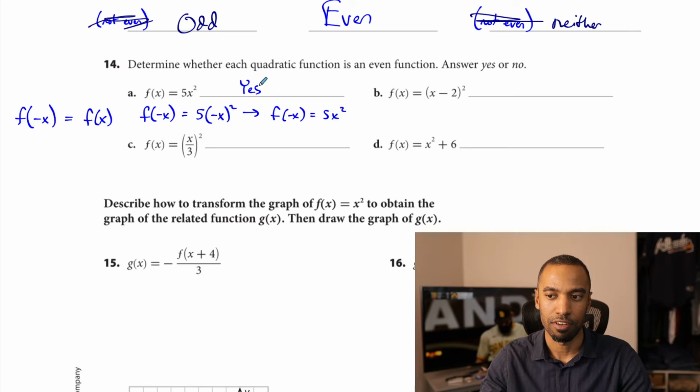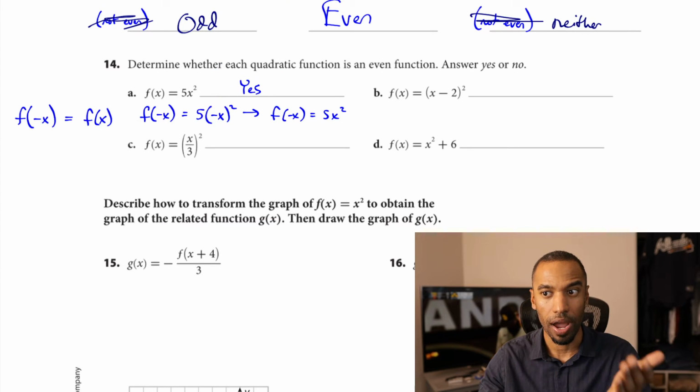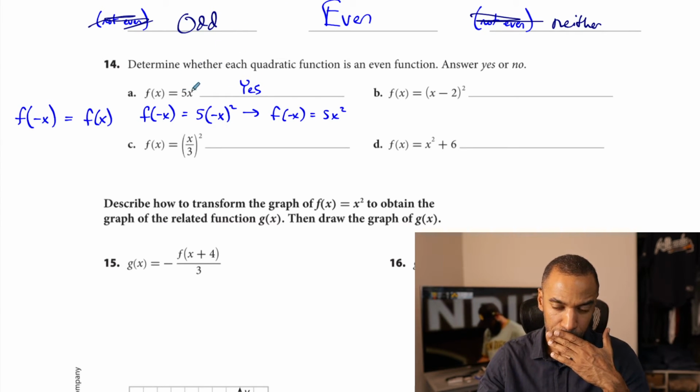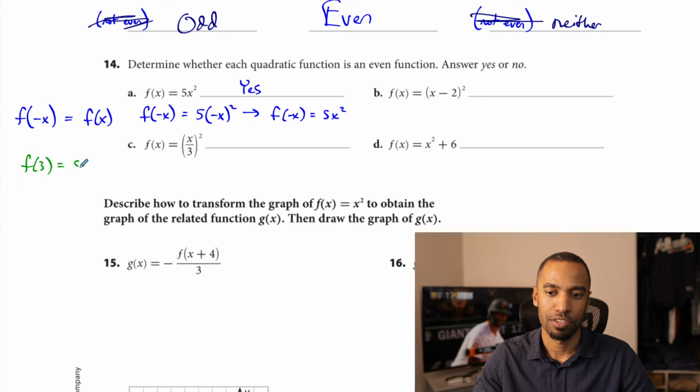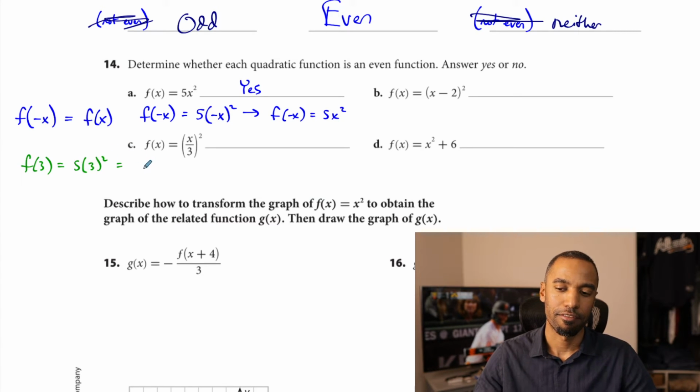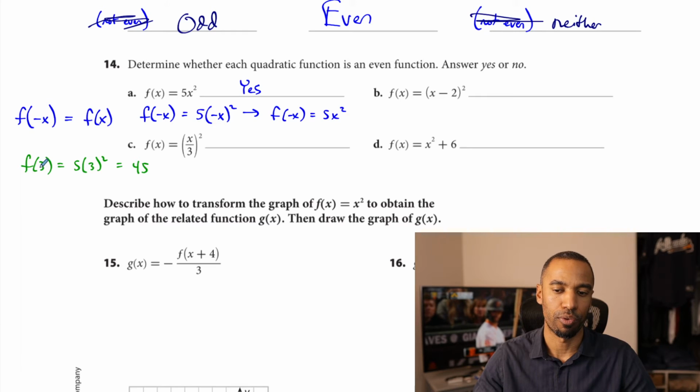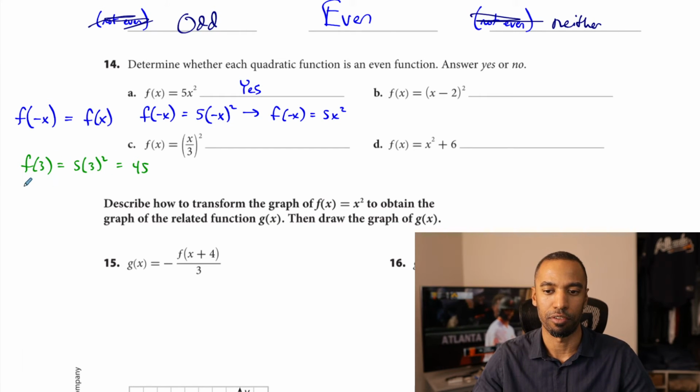Yes, this is an even function. You could try and plug in numbers. Let me give you an example. Let's say I substituted 3 into here. F of 3 is 5 times 3 squared. 3 squared is 9. 5 times 9 is 45. F of 3 is 45. When I plug in 3 for x, I get 45 for y.